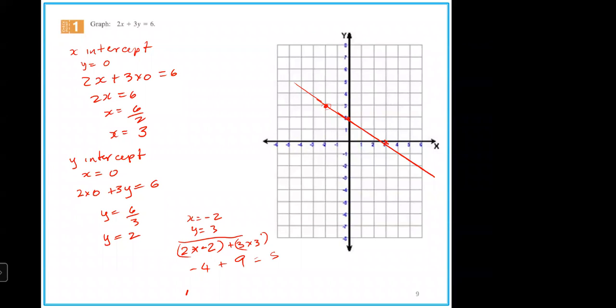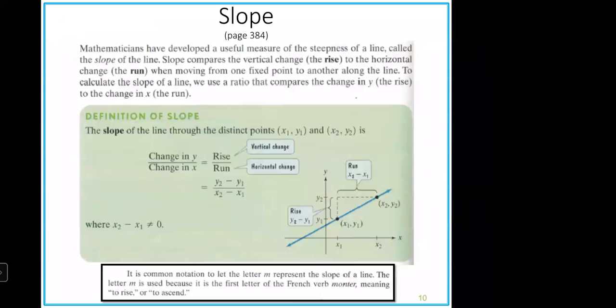Okay, so I'm going to move on to our next slide, which is the concept on page 385. Page 385. Okay, so on 385, we mentioned something about slope.